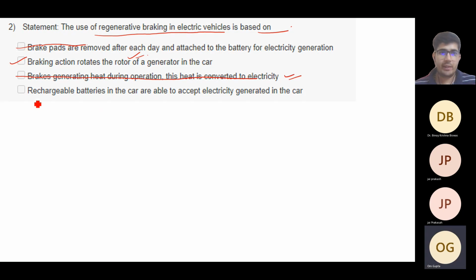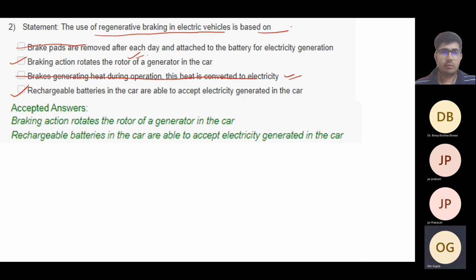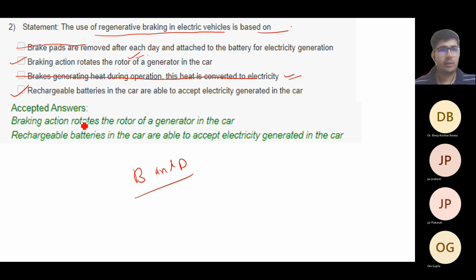So we have rechargeable batteries in the car, which can accept the electricity from the generator and recharge. This is linked to the regenerative brake; these are linked. So options B and D are correct: braking action rotates the rotor of a generator in the car, and rechargeable batteries in the car are able to accept electricity generated in the car.